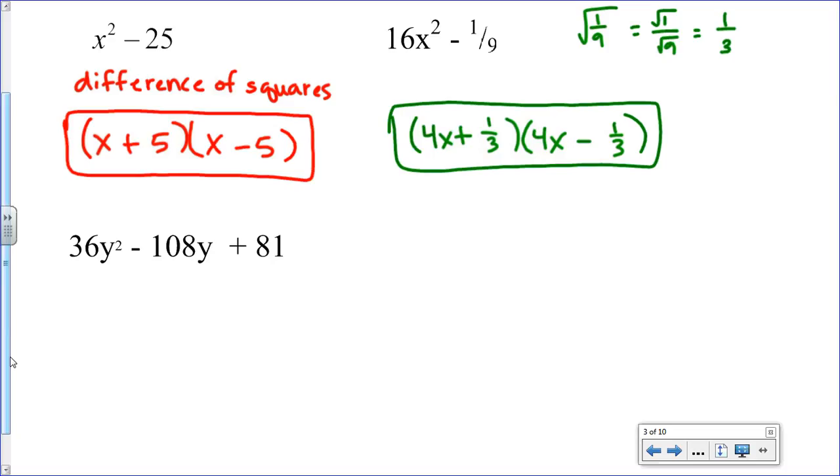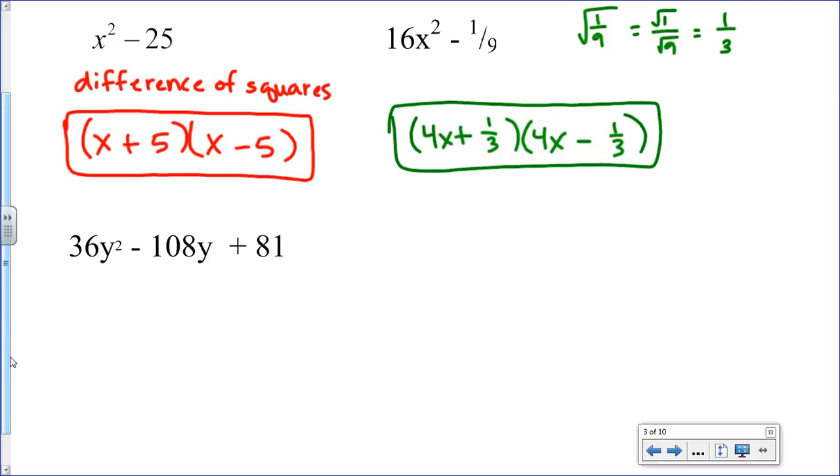Okay, let's look at this third one here. First of all, I want to take out a common factor if possible. Well, I see that 9 goes into 36 and 81, so maybe check to see if it goes into 108. If it does, then let's take out a 9. Remember, the quick way to check if 9 goes into something is to add the digits. And if 9 goes into that sum, then it will go into the whole number. So 8 plus 0 plus 1 is 9. 9 goes into 9, so it can go into 108. Okay, so let's factor out a 9.